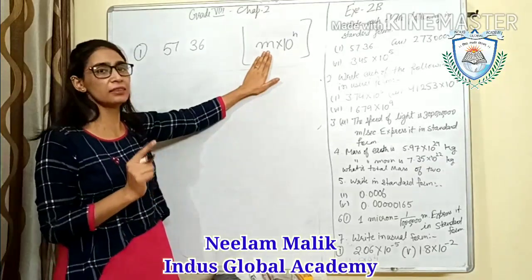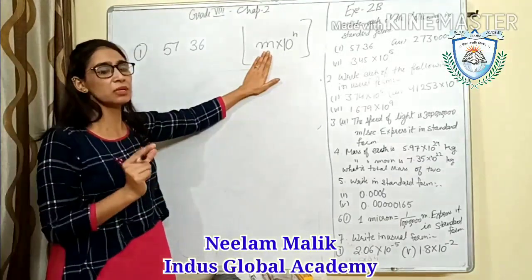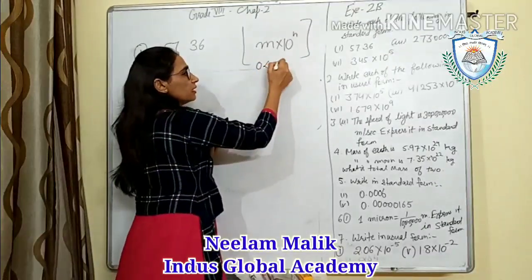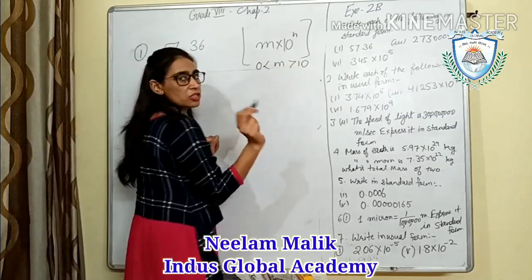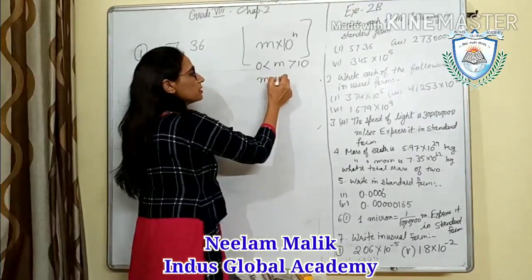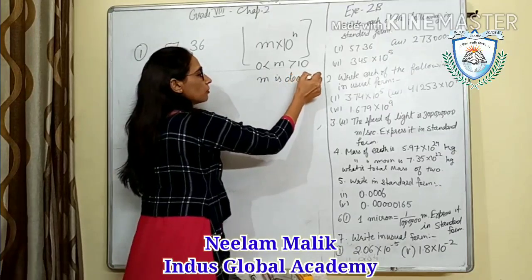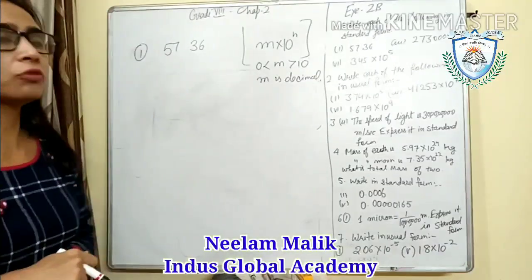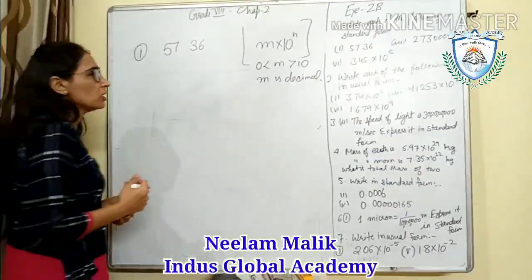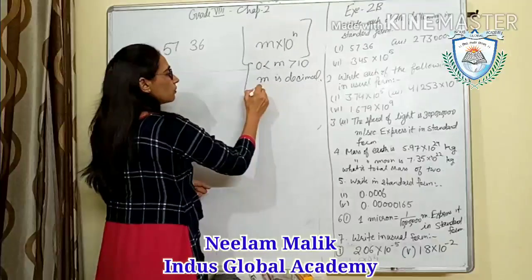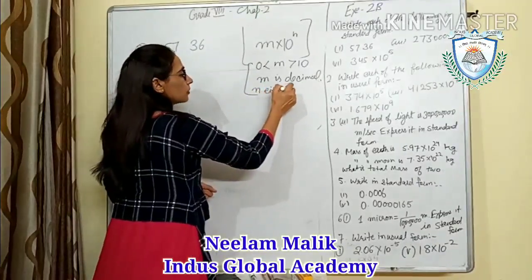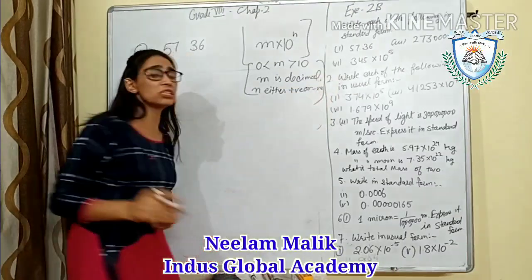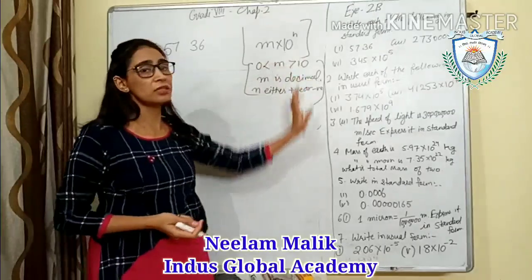Means any value from 1 to 9 in between; you can say the value of m will be greater than 0 and less than 10. Okay, the first point is this, and another is m is a decimal number. Okay, and n can be negative or positive. Power can be negative or positive. Only three things you have to remember here about the standard form. Okay, n either positive or negative.